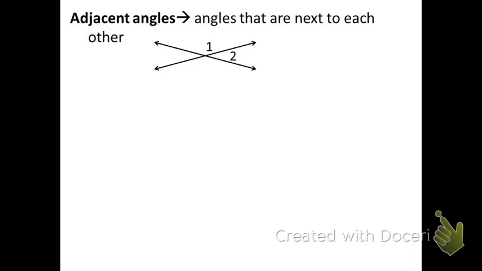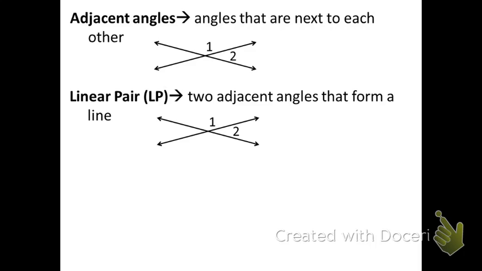So adjacent angles, by definition, are angles that are next to each other. We can be really specific and say that they share a vertex and a side of the angle. So 1 and 2 are considered adjacent because they are next to each other. We could also say 1 and 3 are adjacent. And if I threw a 4 in here, I could say 3 and 4 are adjacent, as well as 2 and 4 are adjacent.